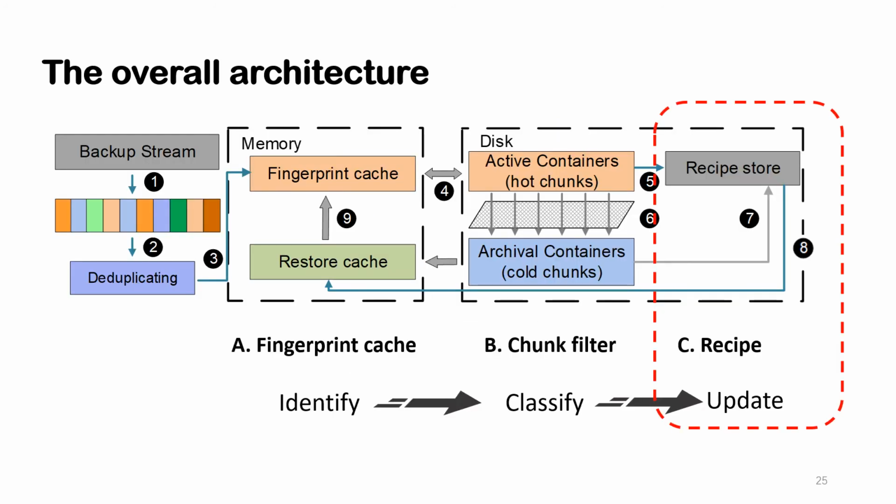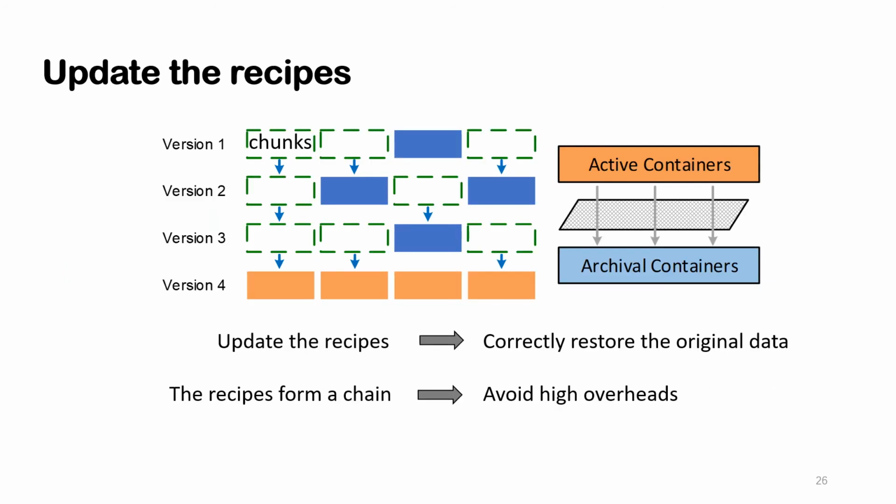Finally, we update the recipe to guarantee that the original data can be correctly restored. Instead of updating all recipes, we only update the previous one to avoid the high overhead. As a result, all recipes form a chain, which will be further updated during restoring.